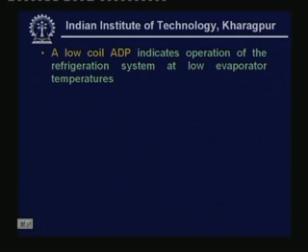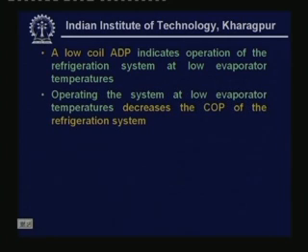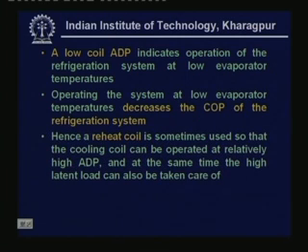A low coil apparatus dew point indicates operation of the refrigerant system at low evaporator temperatures. This is all repetition of what I have said. Operating the system at low evaporator temperatures decreases the COP of the refrigerant system. Hence, a reheat coil is sometimes used so that the cooling coil can be operated at relatively high ADP, and at the same time the high latent load can also be taken care of. I will explain this system shortly.